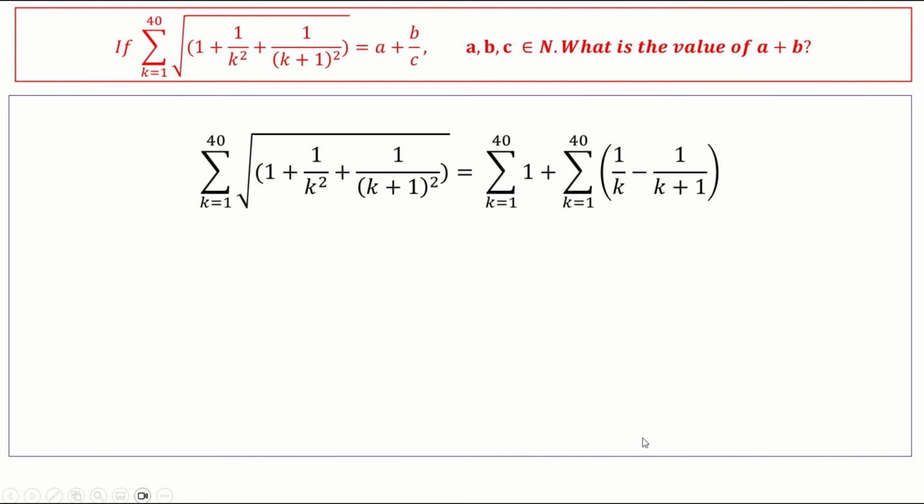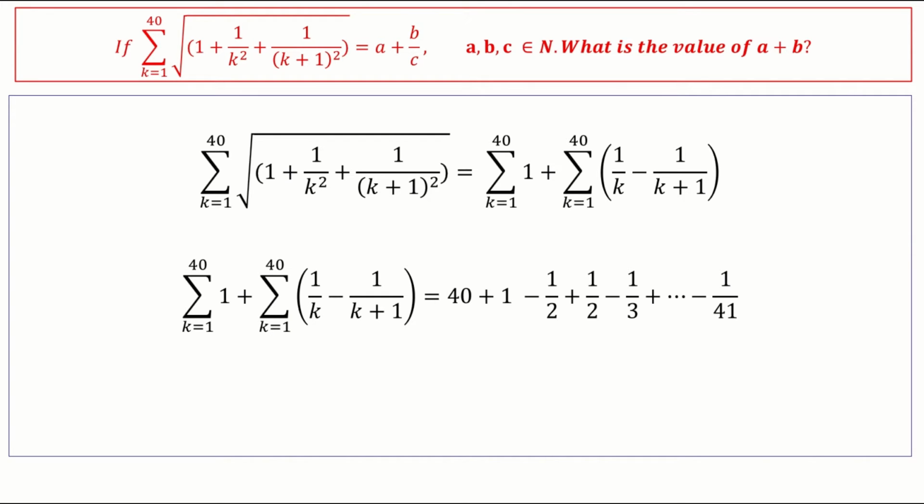Okay. So this is nothing but, our final answer is sigma k equal to 1 to 40 of 1, and then sigma k equal to 1 to 40 of 1 by k minus 1 by k plus 1. So the first one is a constant which is 40. Okay. And then the second one is 1 minus 1 by 2 plus 1 by 2 minus 1 by 3 up to minus 1 by 41.